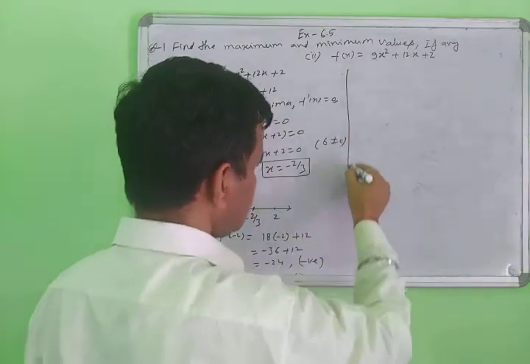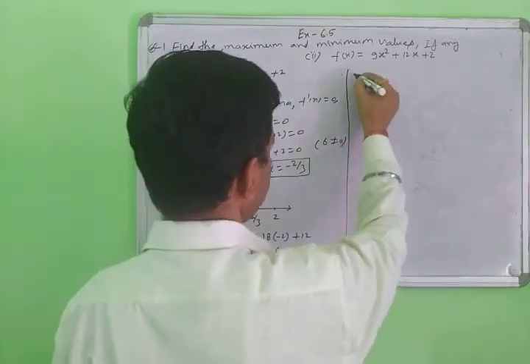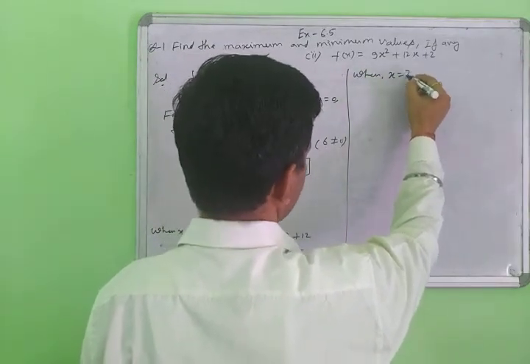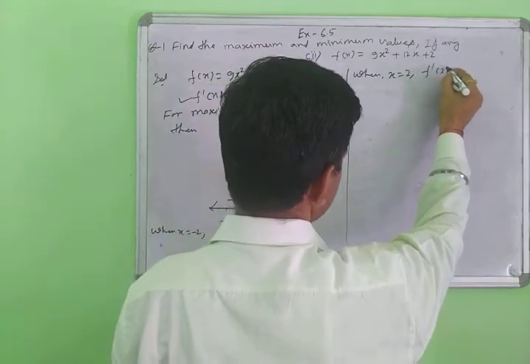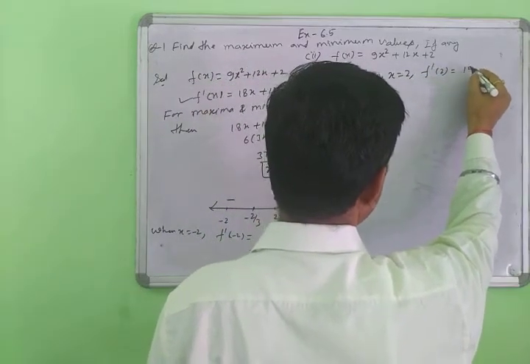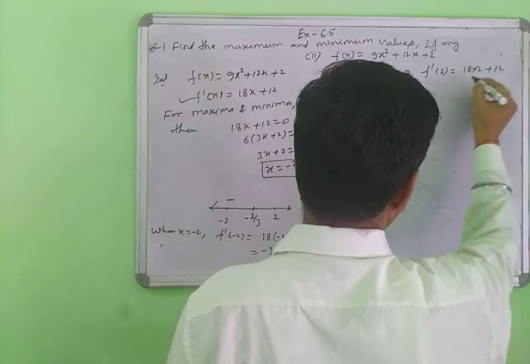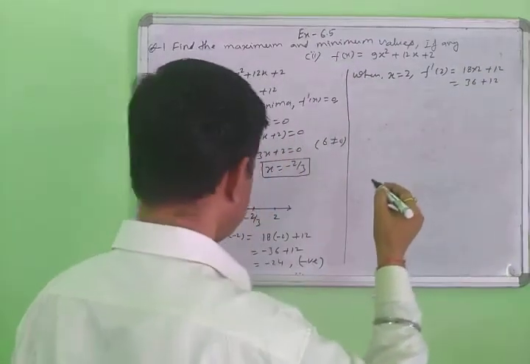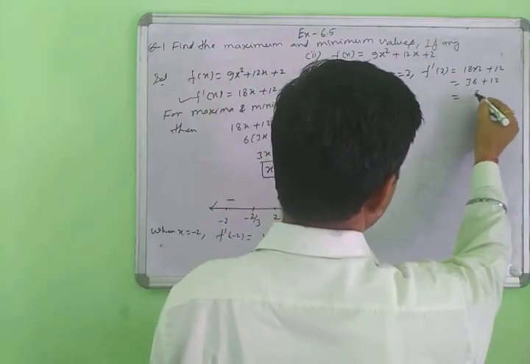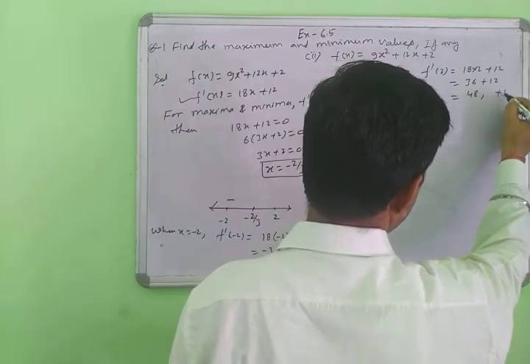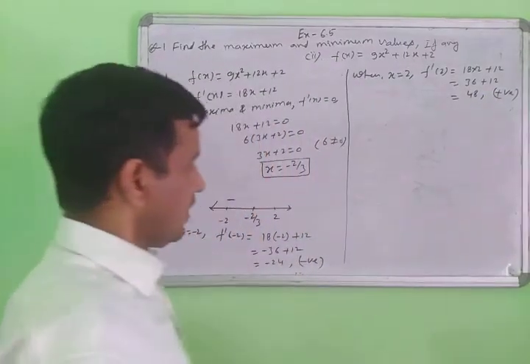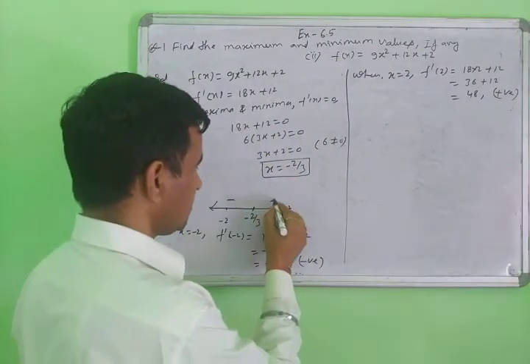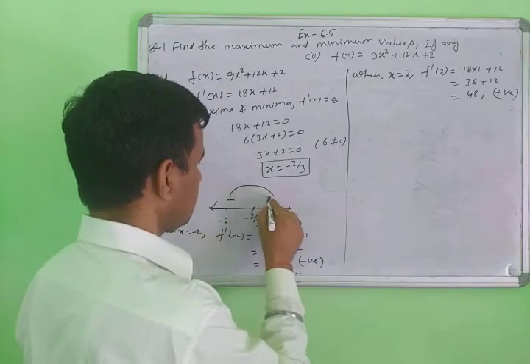Similarly, we check the right hand side number. When x = +2, f'(2) = 18 × 2 + 12 = 36 + 12 = 48. This is the positive sign. The left side sign is negative and the right side sign is positive. That means the sign is converted from negative to positive.